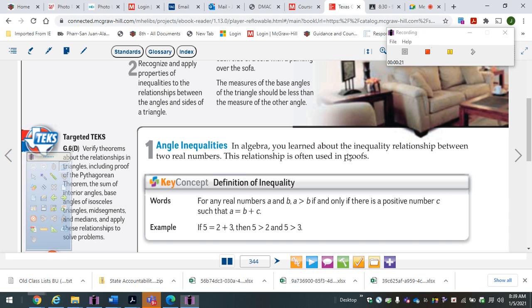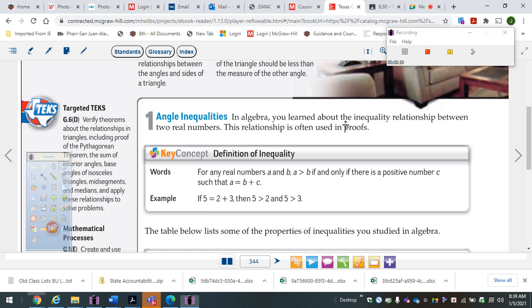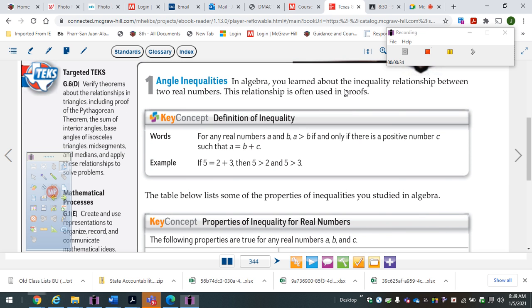In algebra, you learned about the inequality relationship between two real numbers. The relationship is often used in proofs. For any real numbers a and b, a is greater than b if and only if there is a positive number c such that a equals b plus c. Remember, we're saying that a was bigger than b, right? So if I add another number to the smaller one, it becomes equal to the bigger side.